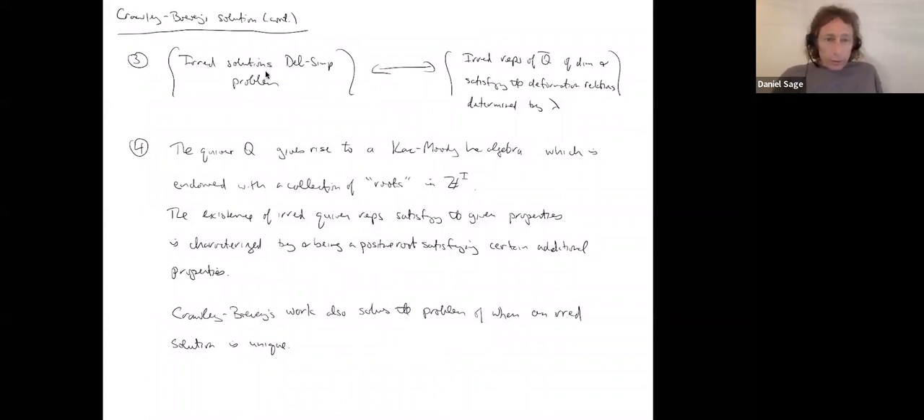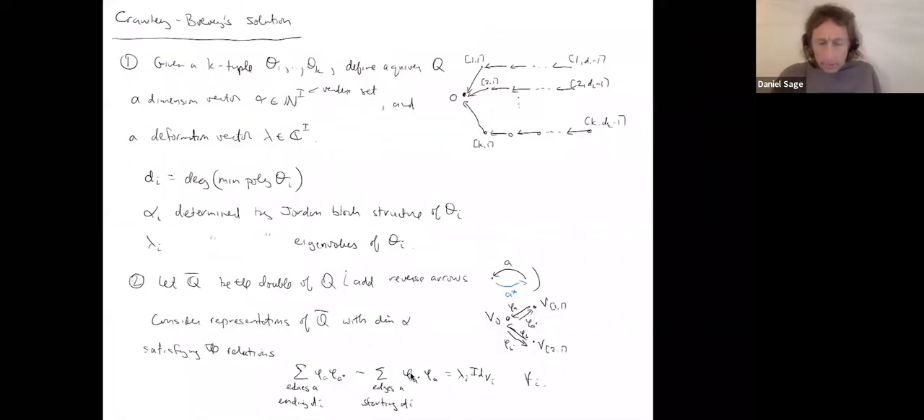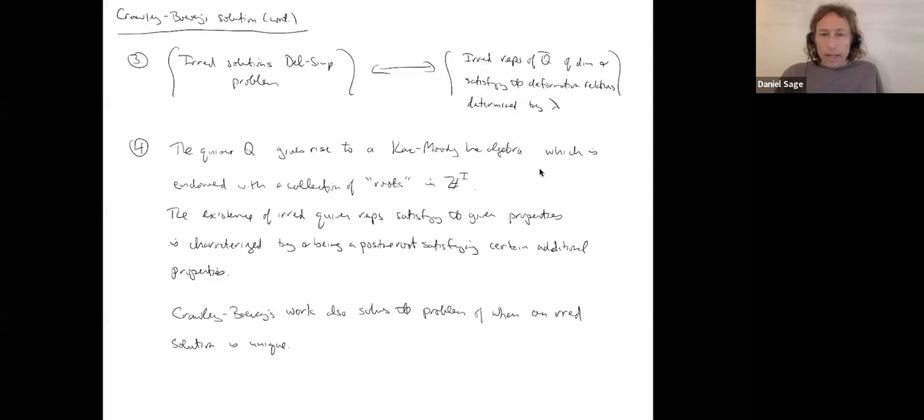Crawley-Boevey then showed that irreducible solutions of the Deligne-Simpson problem are in bijective equivalence to irreducible representations of Q bar with the given dimension vector satisfying the deformation relations determined by lambda. If you're familiar with quiver varieties or quiver representations, then you know that these are the irreducible representations of a certain thing called the pre-projective algebra.